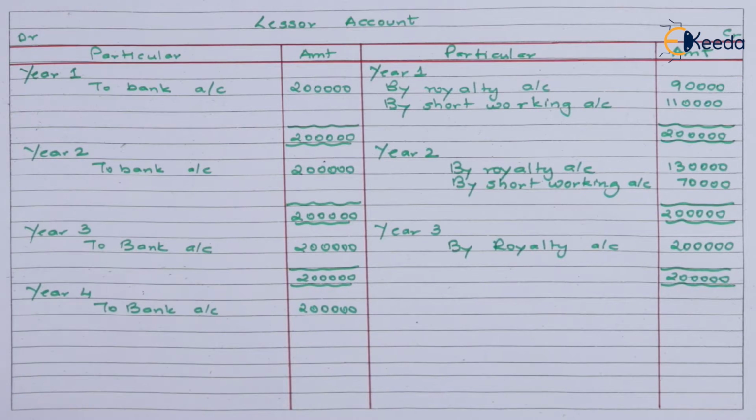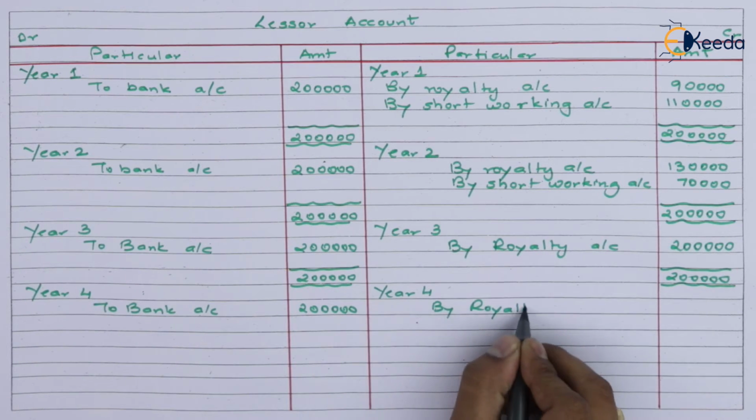Again, for year 4, we have mentioned 2 lakh to bank account. And again, on the credit side, we'll mention by royalty account 2 lakh because that is the same amount that has been transferred.